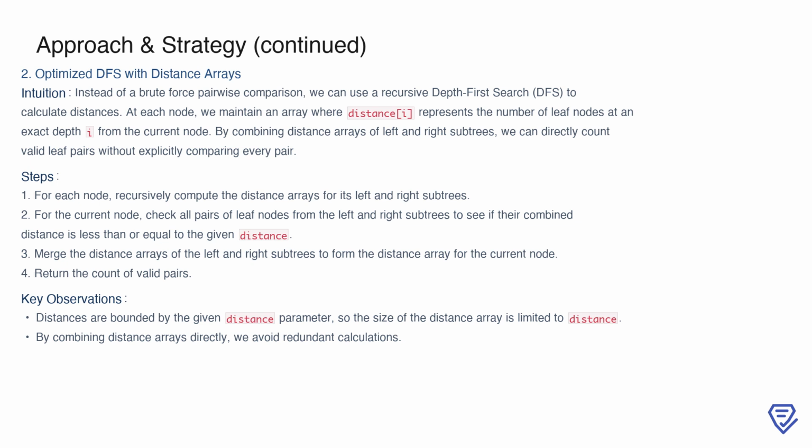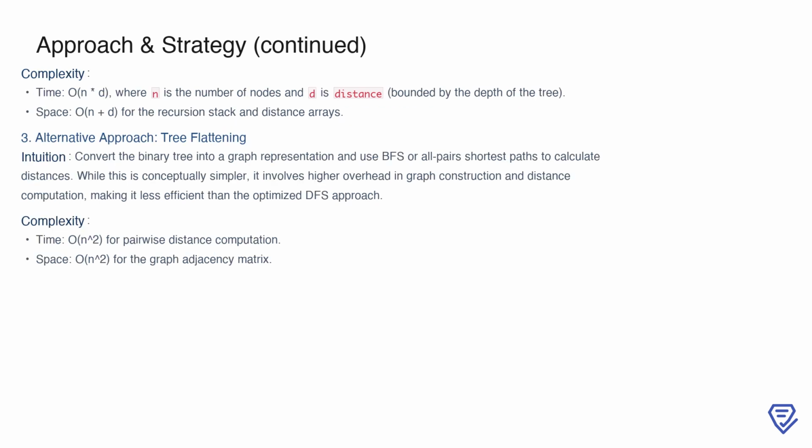After counting the valid pairs, we merge the distance arrays of the left and right subtrees to form the array for the current node. This approach avoids redundant calculations, and because the distance arrays are limited in size by the given parameter, it is both efficient and memory conscious. The optimized DFS approach offers significant improvements in both time and space complexity.